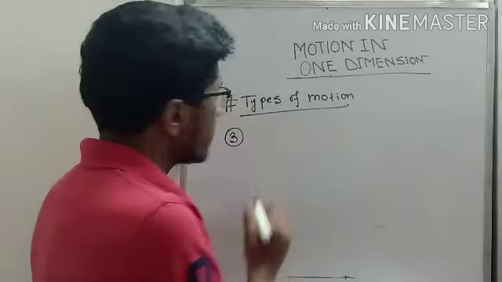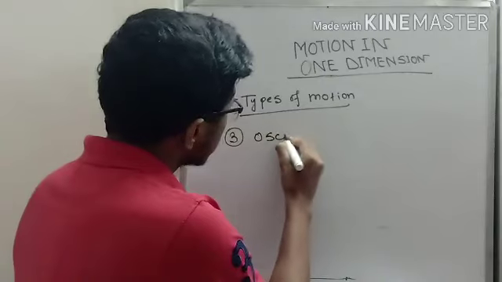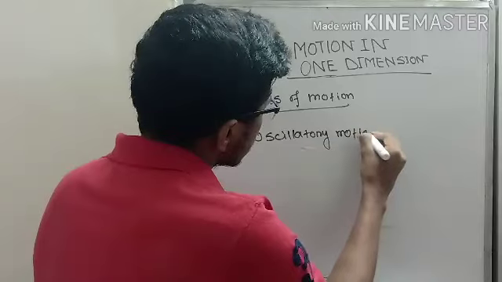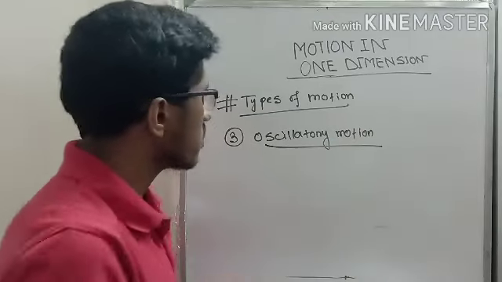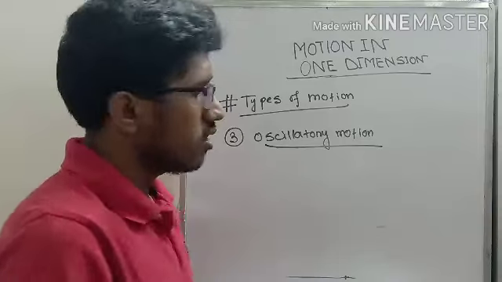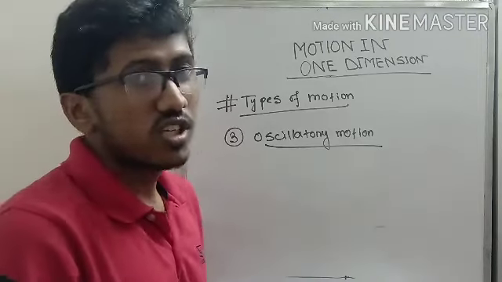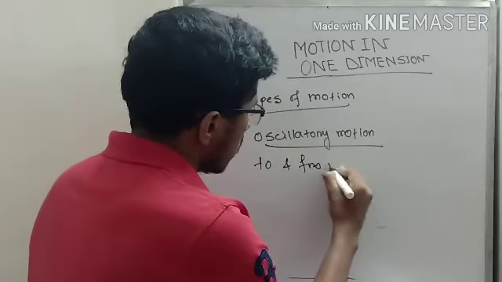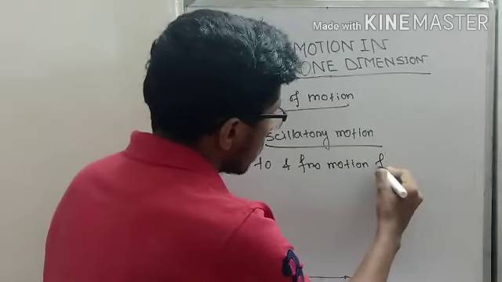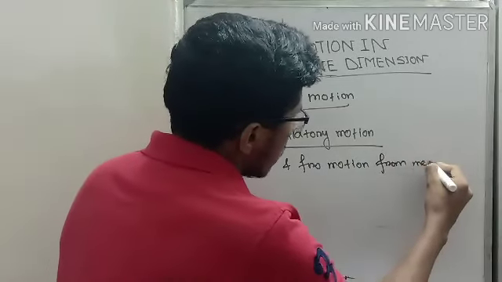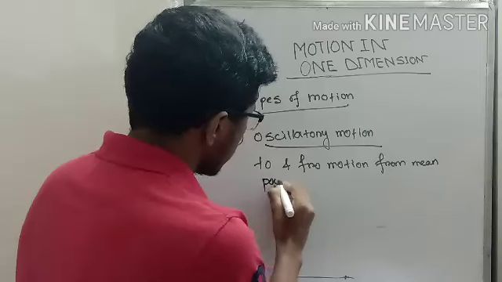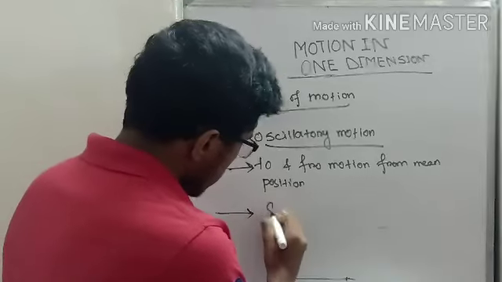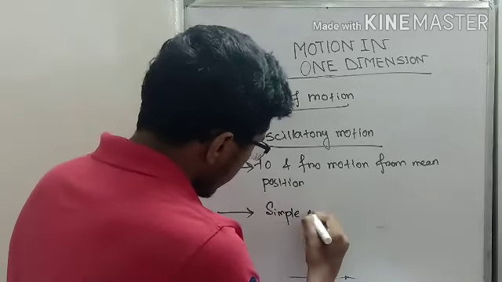Third is oscillatory motion. What is oscillatory motion? To and fro motion from a mean position is called oscillatory motion. Example: simple pendulum.